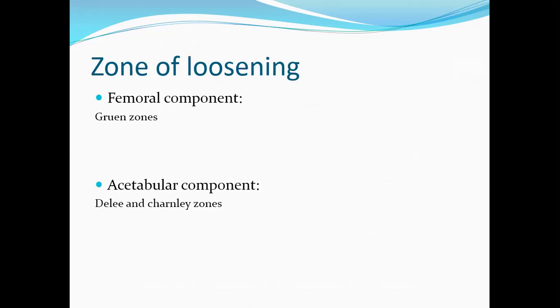There are zones for the loosening that describe the extension of the loosening. These zones help us in grading and staging, and knowing the extension and progression of the loosening, which helps us in the treatment later on. For the femoral component, there is the Gruen zone system, and for the acetabular component, the DeLee and Charnley zones.